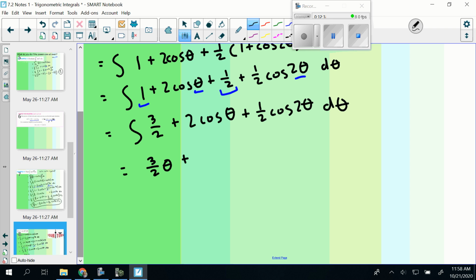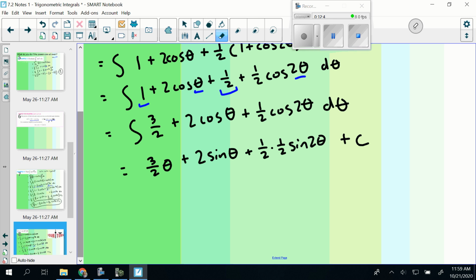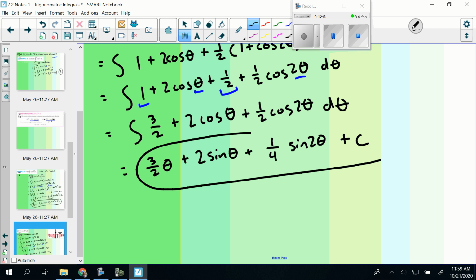The next one, antiderivative cosine is sine, so that's 2 sine theta. The next one, antiderivative cosine 2 theta is sine 2 theta, but you got to think opposite of chain rule now. There would be an extra 1/2 out here. Plus there was that other 1/2 out there. So if you simplify that 1/2 times 1/2, we get 1/4. And that would be the final answer that we are looking for on this one. So if you got that, great job there.